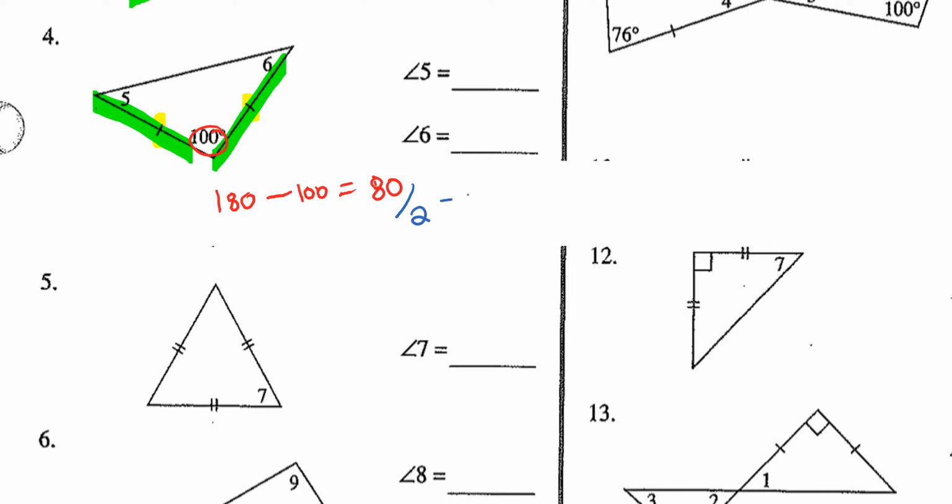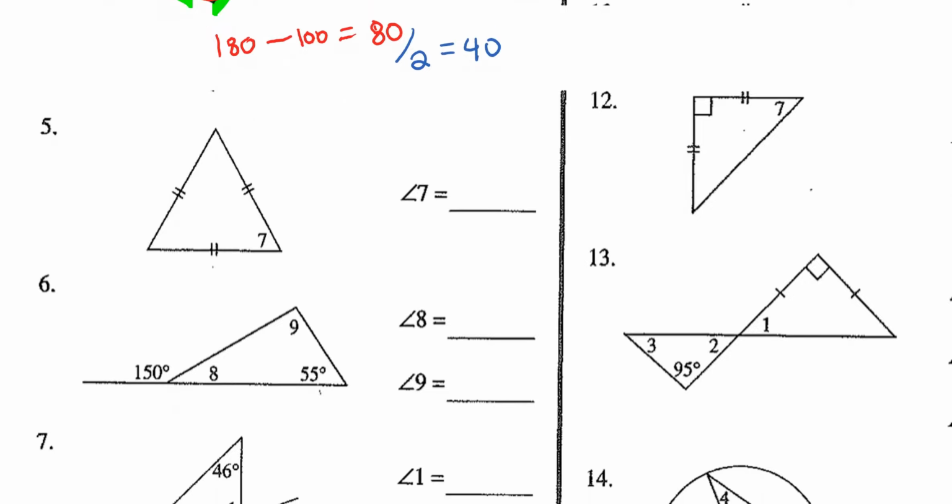So we can divide that by 2, and then we would get 40. So this would be 40 degrees, and then that would be 40 degrees. So the two angles are 40 degrees and 40 degrees. All right, so that question and the previous problem, those were properties of the isosceles triangle.